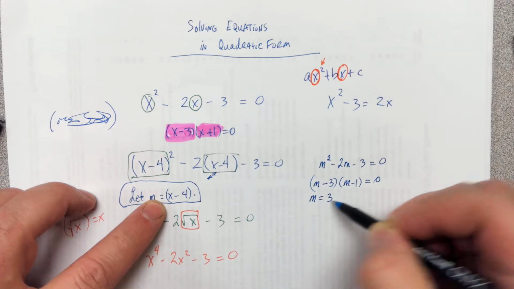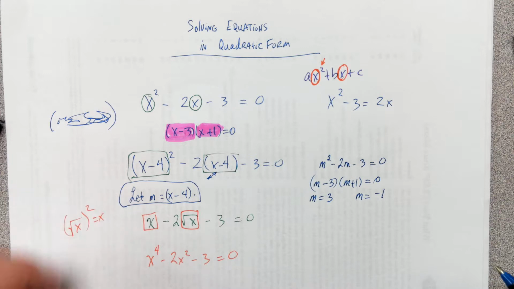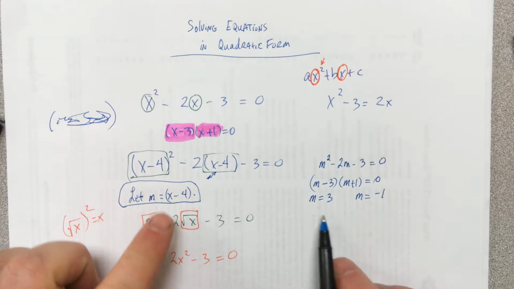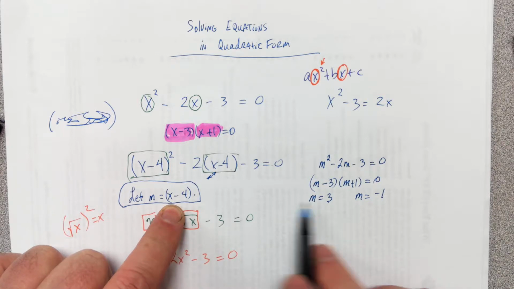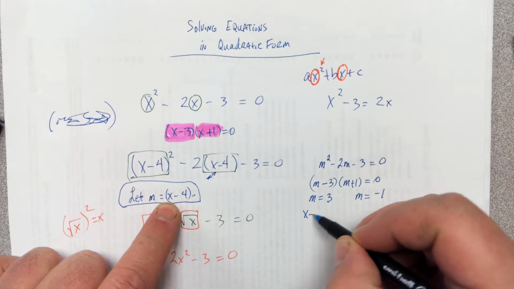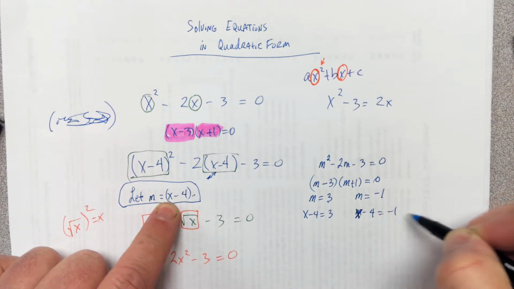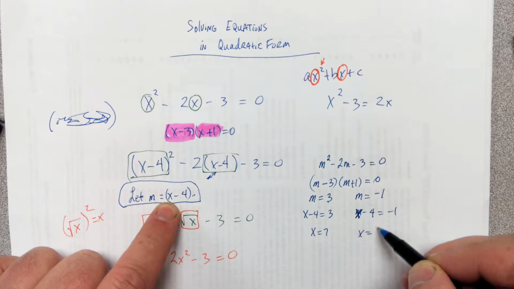So m equals 3, and m equals -1, right? But we're not solving for m, we're solving for x. But we have solved for m, and we know that m equals this. M equals 3, and m equals this, so this has to equal 3. So x is 7, and x is 3.